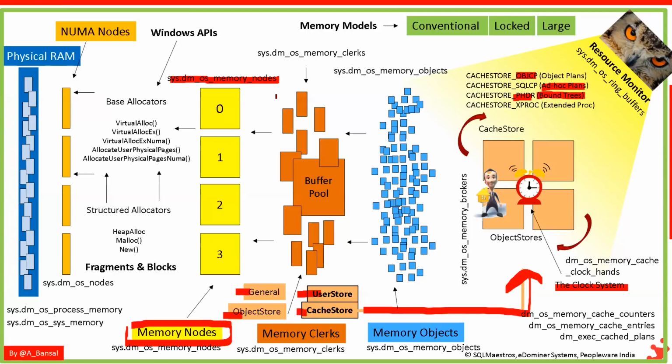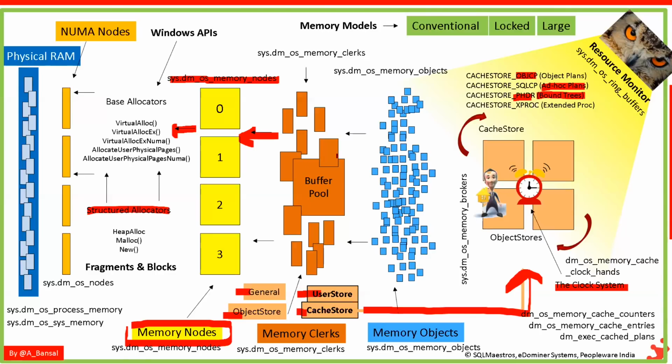So as I said, a clerk will help you track memory usage inside SQL Server component-wise. When clerks need memory, they have something we call clerk interfaces, and they are going to call those clerk interfaces, and of course in turn they will be calling the structured allocators or base allocators via the memory nodes. So from a simplified understanding, I could say that clerks are talking to memory nodes as they need memory, and memory nodes in turn are calling these APIs as and when they need memory.